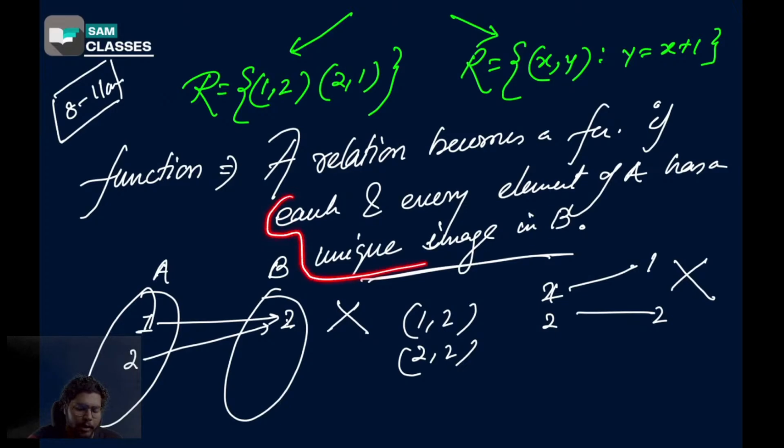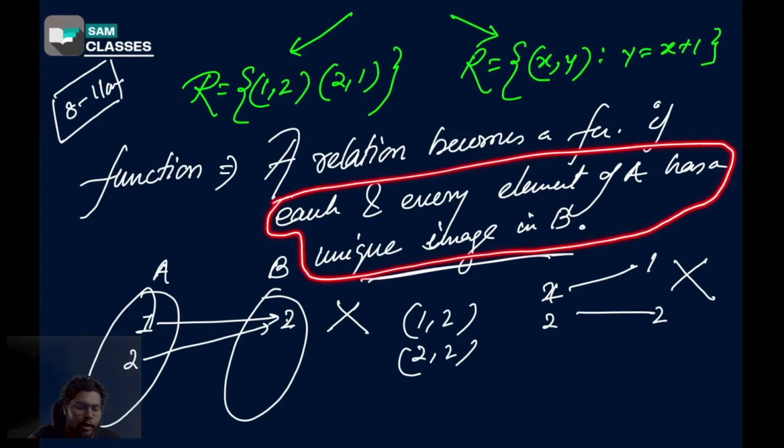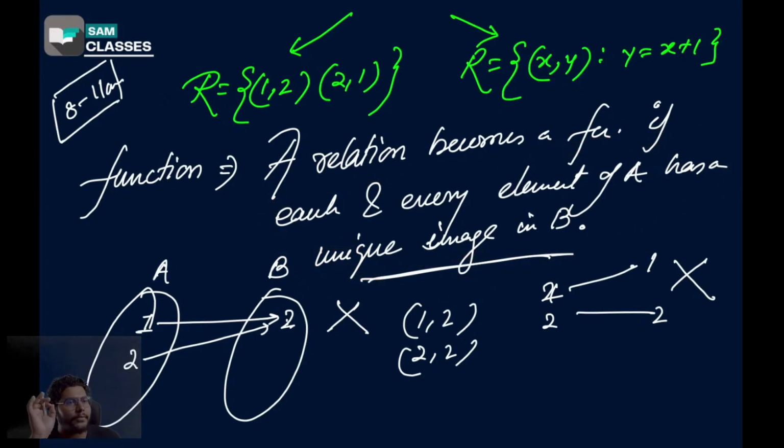This part is very important. When is a relation called a function? Everybody say it. Each and every element of set A has a unique image in B. That's it, one single line. Clear, everyone? Yes, no?